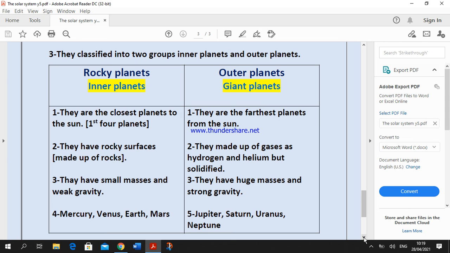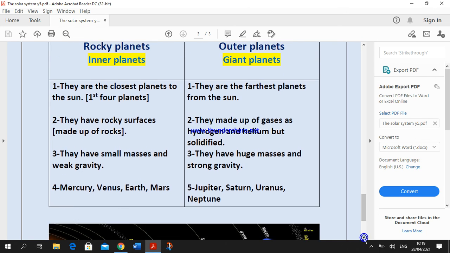The gravitational force of a planet depends on its mass. If the mass of the planet increases, the attraction force of the planet will increase and the gravitational force will be strong. And vice versa, when the mass of the planet decreases, its attraction force will decrease and its gravitational force becomes weak.